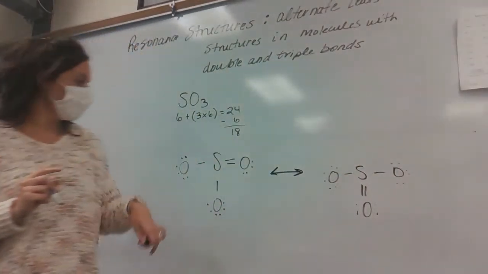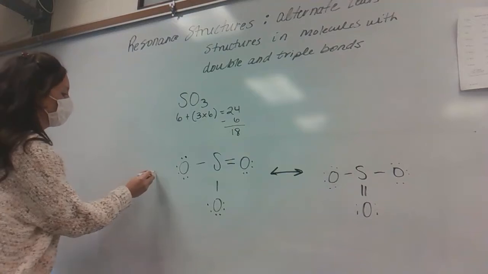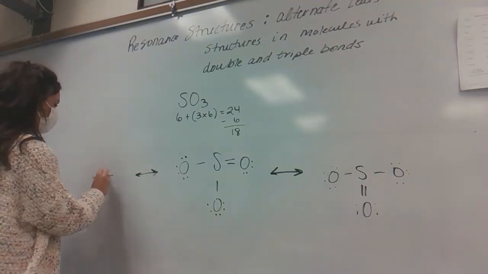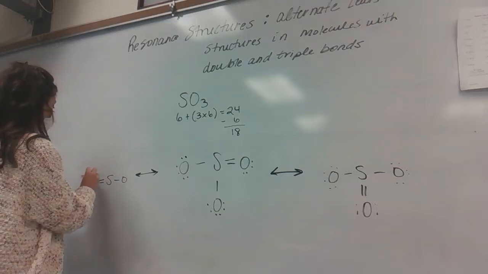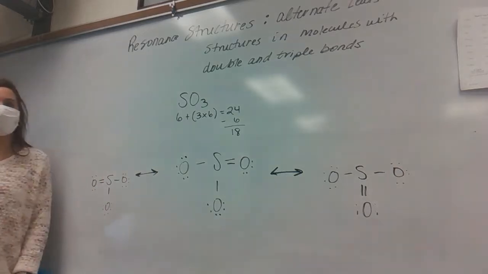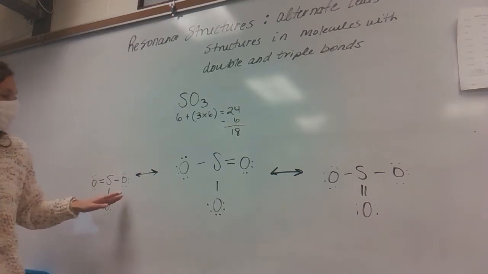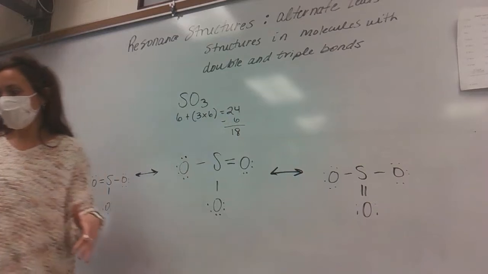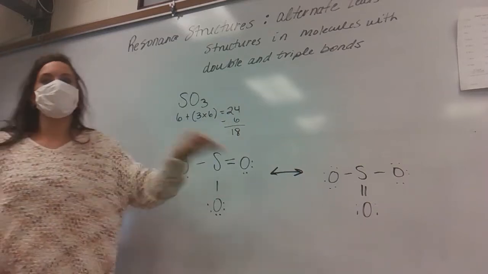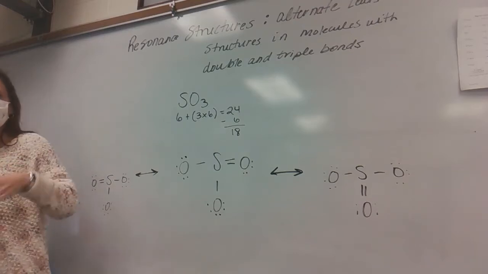So that's another possibility. Same thing, just the double bond is in a different place. And then there's one other possibility. So those are my 3 resonance structures for sulfur trioxide. I can't just draw one of them. By drawing all 3 of them, I'm representing that this double bond is in 3 places at one time. Kind of. The electron is traveling.